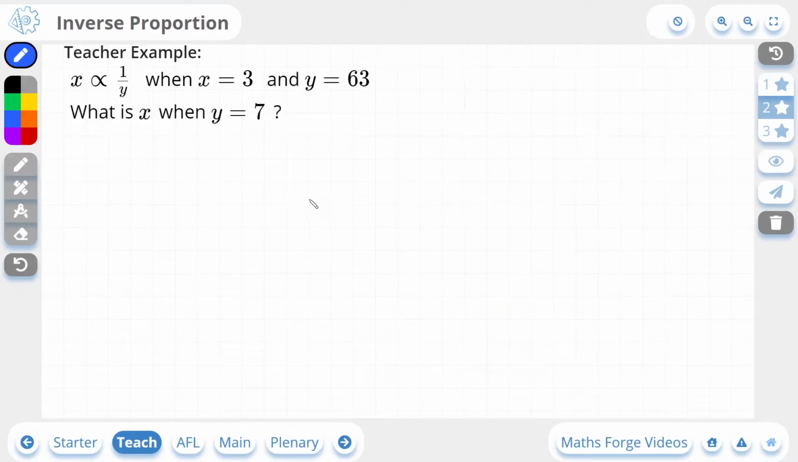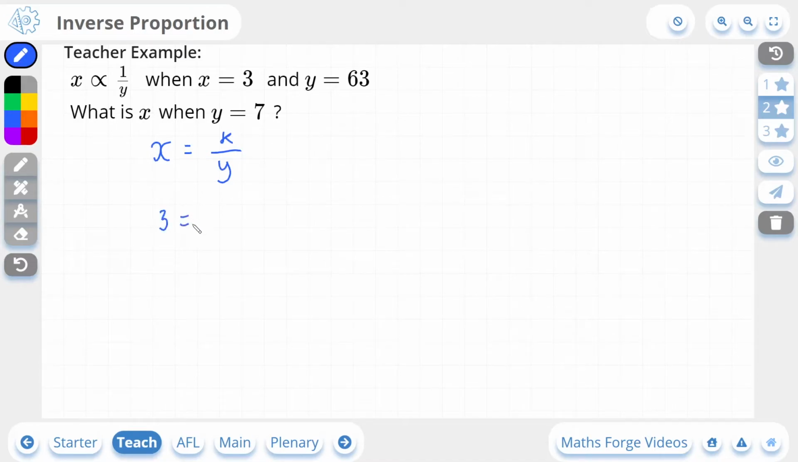Now let's do a 2-star example. Here we're being told that x is inversely proportional to y when x is equal to 3 and y is equal to 63. What is x when y is equal to 7? So the first thing we have to do is to get the equation that shows the relationship between x and y. We first begin by writing x is equal to k over y in this case, and then we substitute the initial values for x and y.